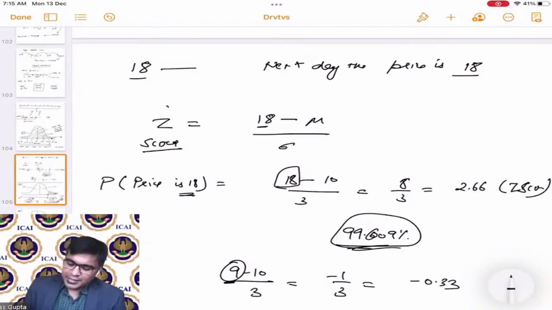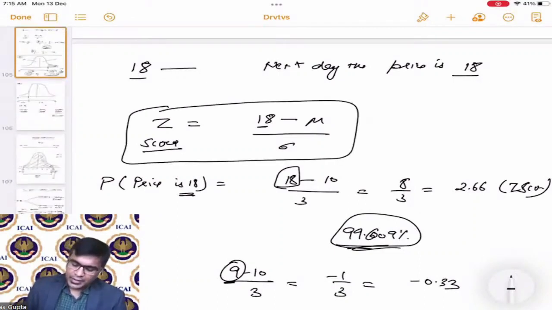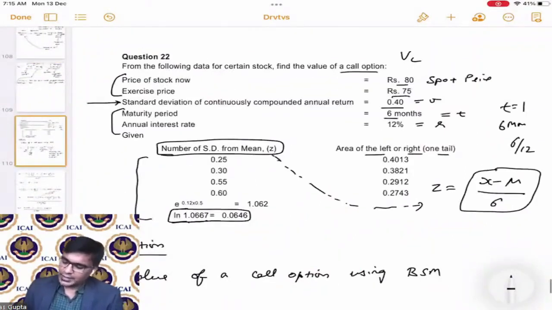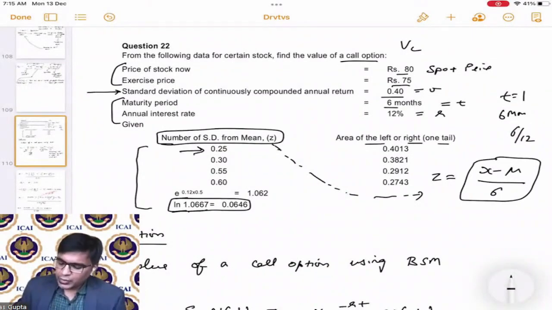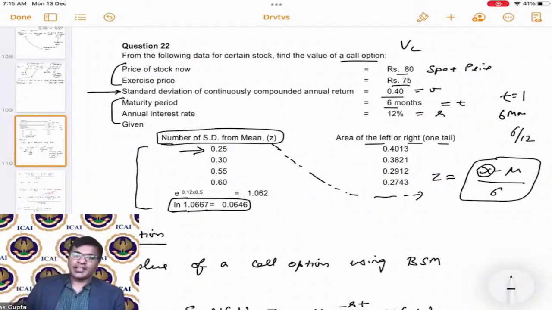So this is the basic characteristic of a standard normal distribution table. Hence, reading that, we came to know that this data is actually for the standard normal distribution table. At the value of 0.25, that is if x is equal to 0.25, then the area to the left or right, one tail, is equal to 0.4013.